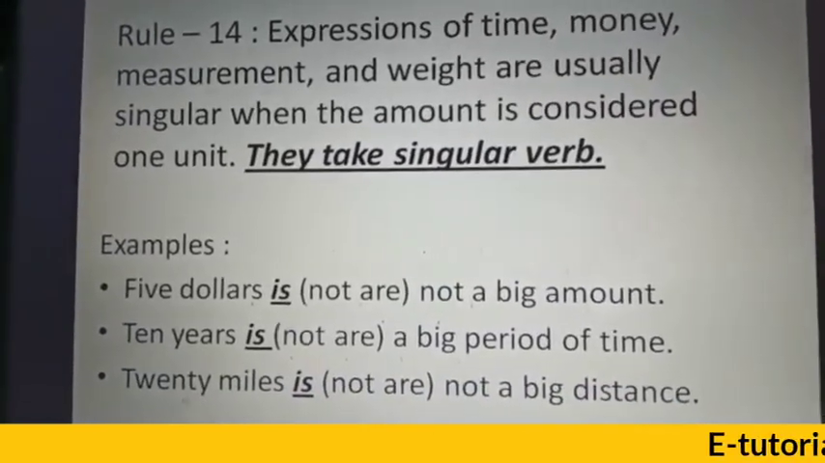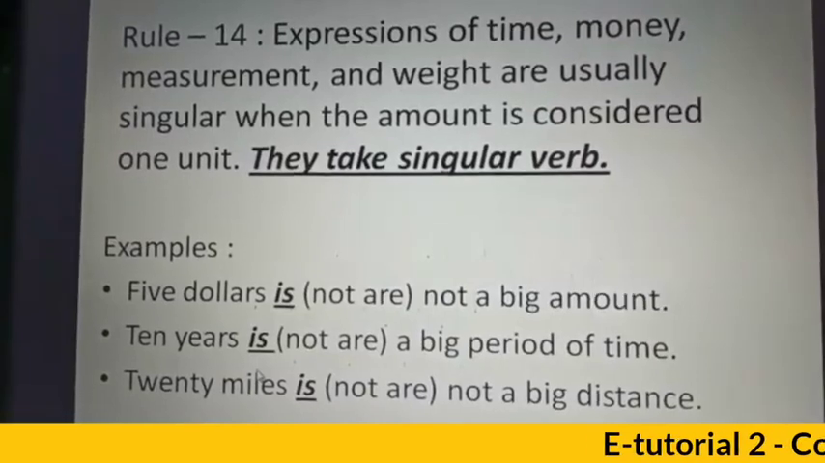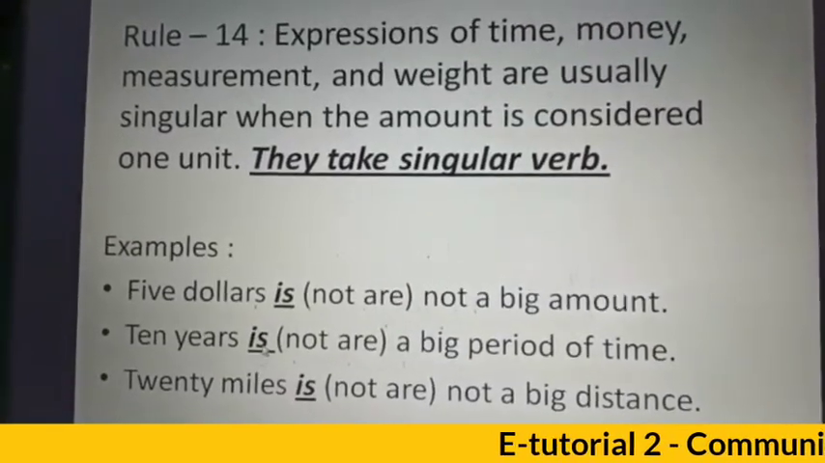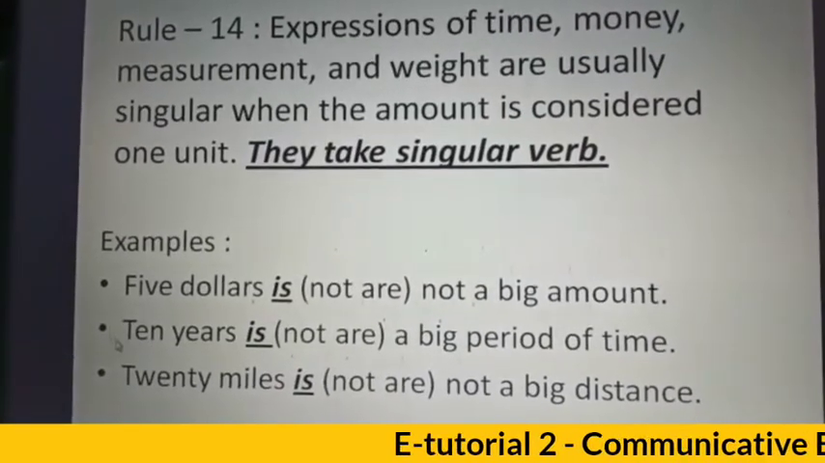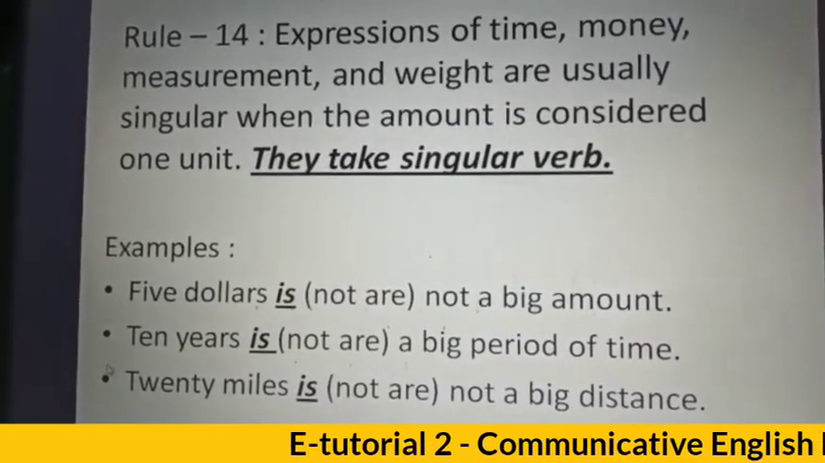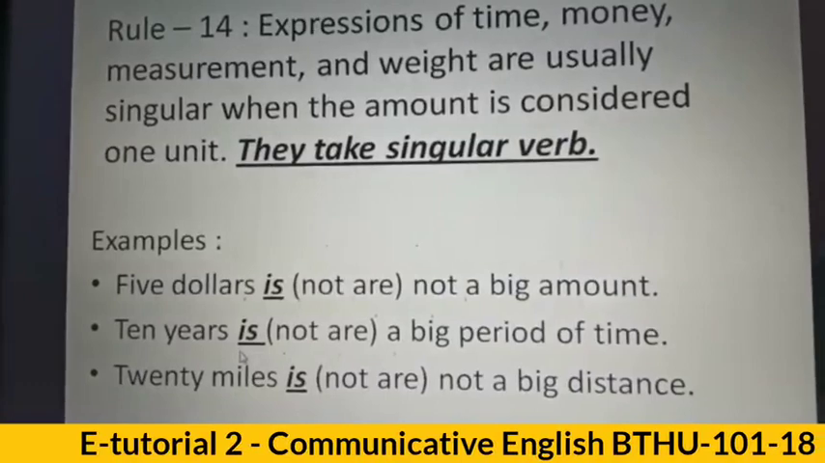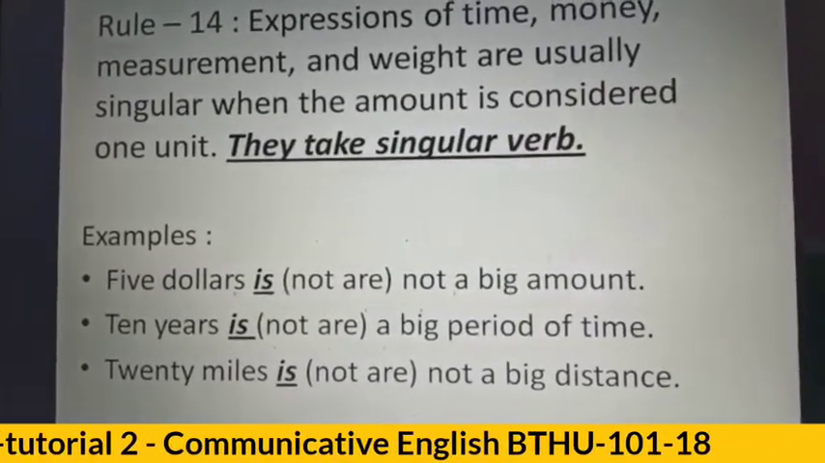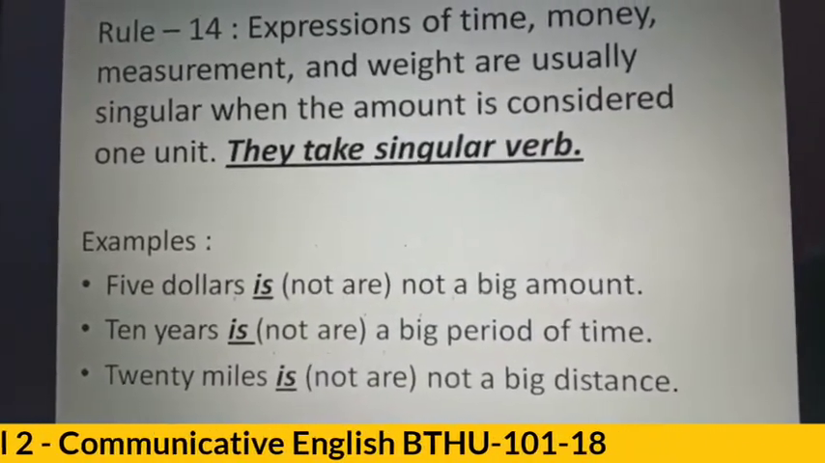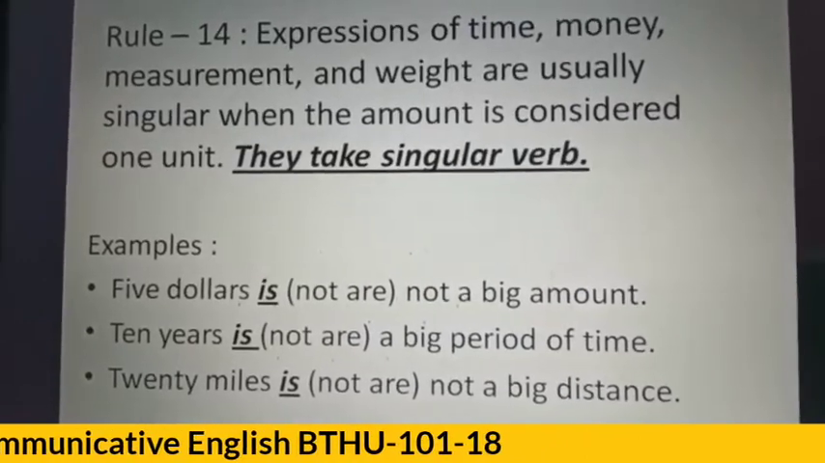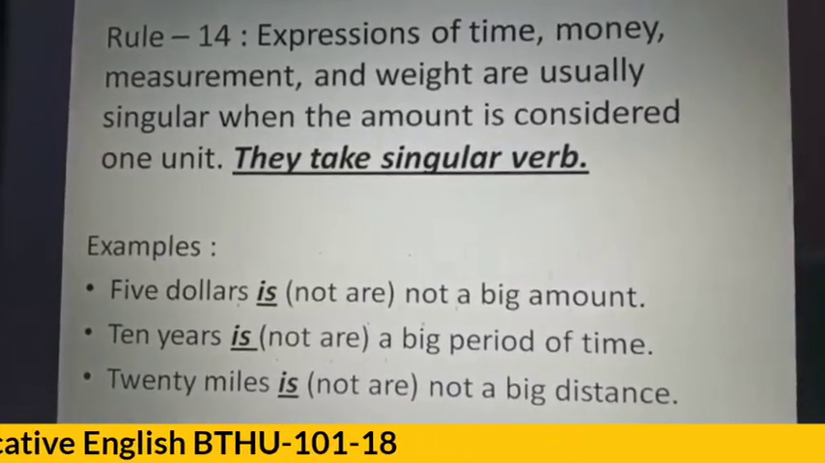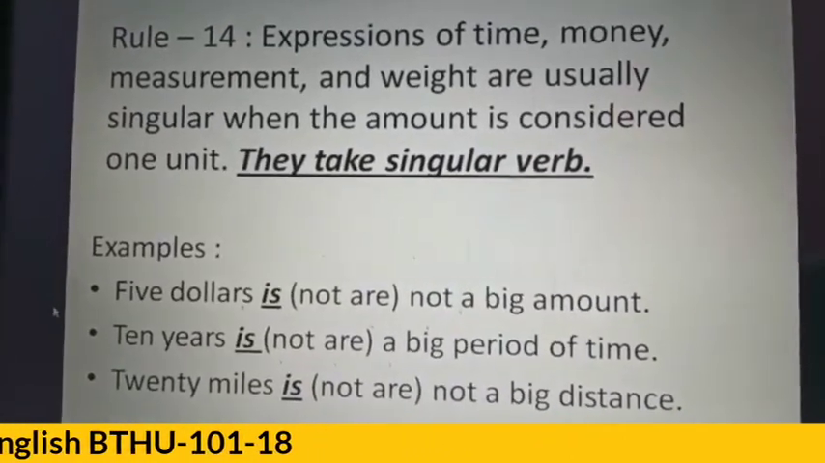Another example is 10 years is a big period of time. 10 years is one unit of time, so it is accompanied by a singular verb. Similarly, 20 miles is not a big distance. 20 miles has been taken as one unit, as one mass, so it is agreeing with a singular verb.